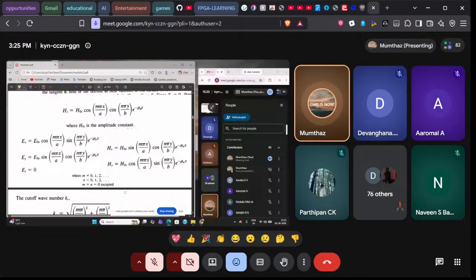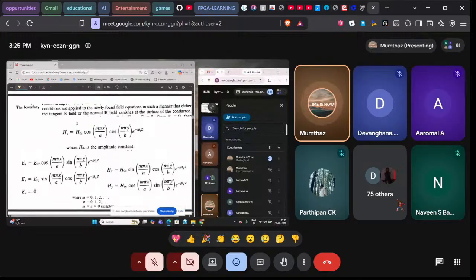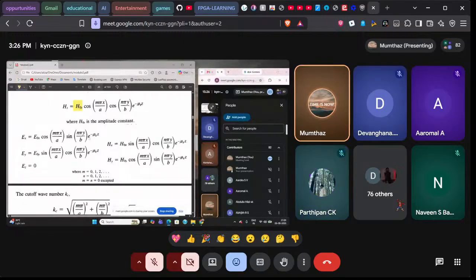Then we have to write the equation for the normal component of H. This is H0z. We have to find the equation for Hz, which is present in the direction of propagation. So you have to write the equation for Hz, which is the normal component of H. So Hz equals H0z cos of m pi x by a cos n pi y by b raised to minus j beta g z. Okay.